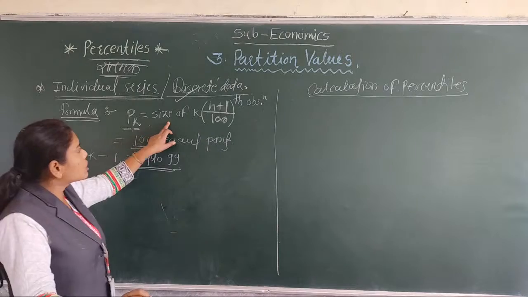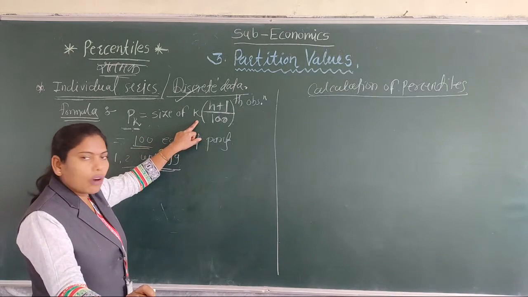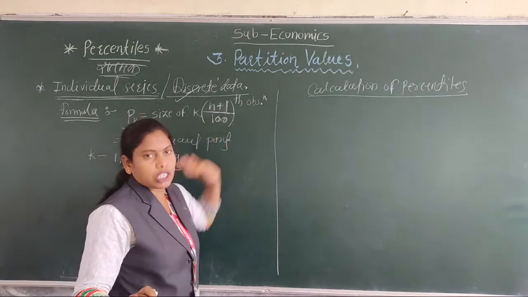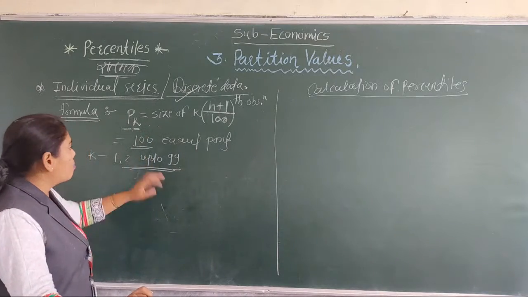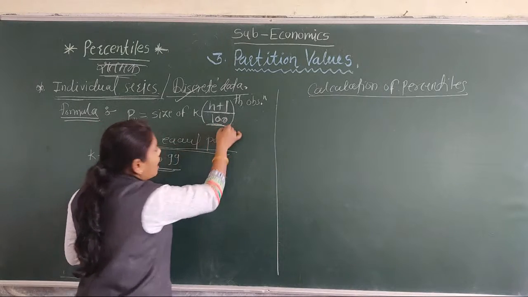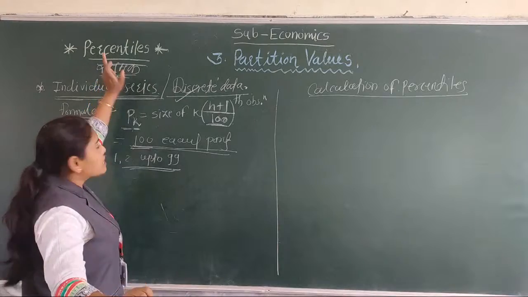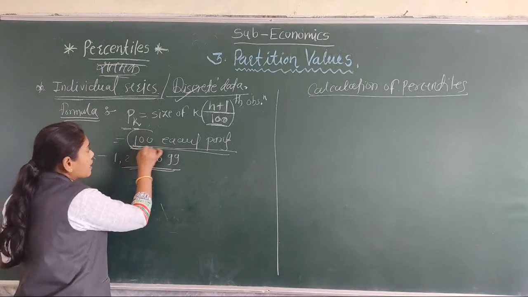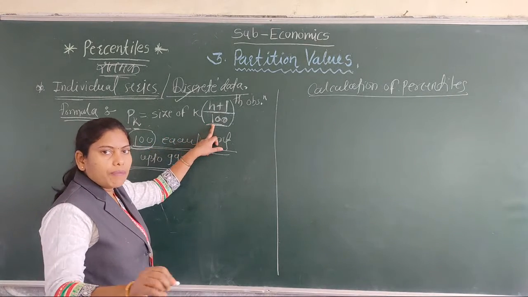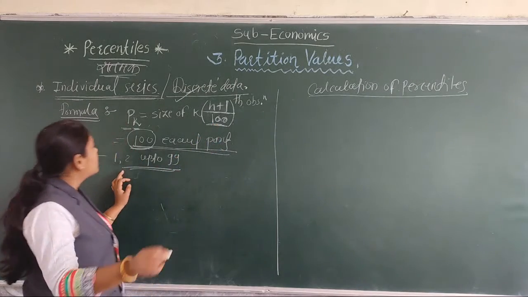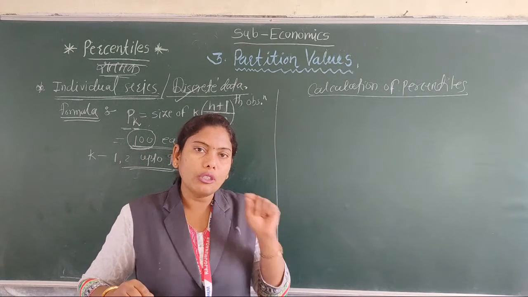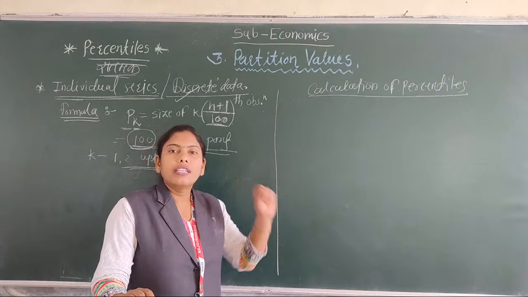Here P_K is equal to the size of K times (n plus 1) divided by 100 observation. Here the denominator is 100 because for percentile we divide the data into 100 parts. This formula is used for calculation of the individual series and the discrete series.